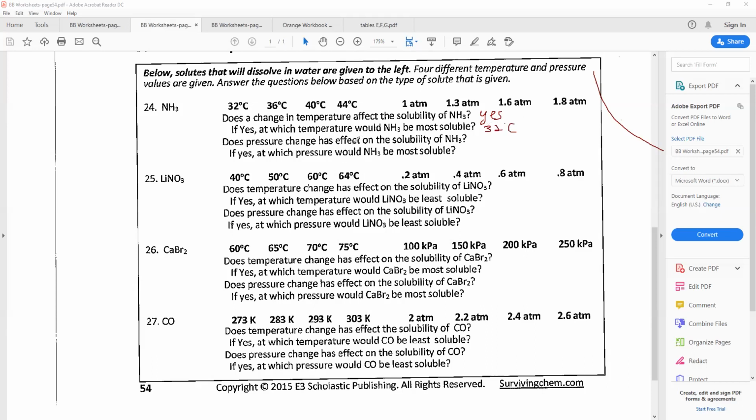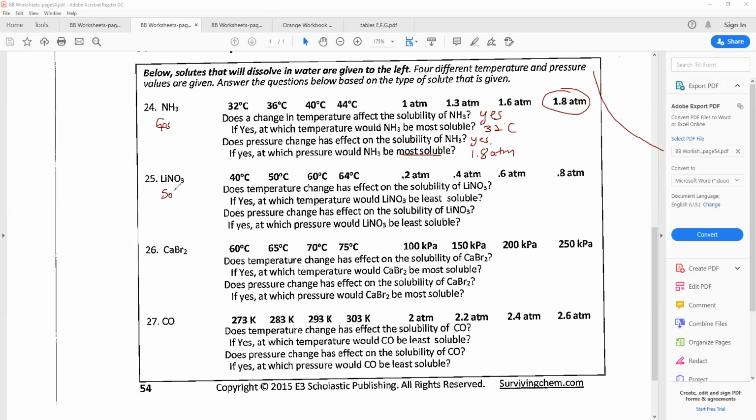Does a change in pressure affect the solubility of a gas? Well, this is a gas. Yes, pressure affects gases. If yes, at which pressure? Well, what do we say? At the highest would be more soluble, at the highest pressure, 1.8 atmospheres.